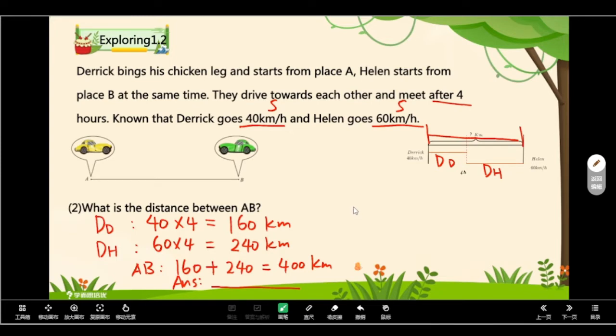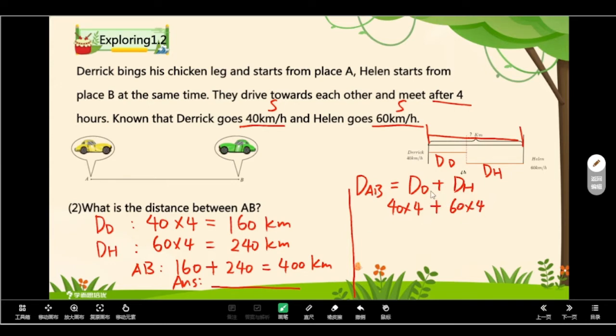Okay, and from this question, we can know that if I want to know the distance of AB, we can use the distance of Derek plus the distance of Helen, right? So let me transfer my calculation here. That is, I use 40 times 4, and the distance of Helen is 60 times 4, and I need to add them together.